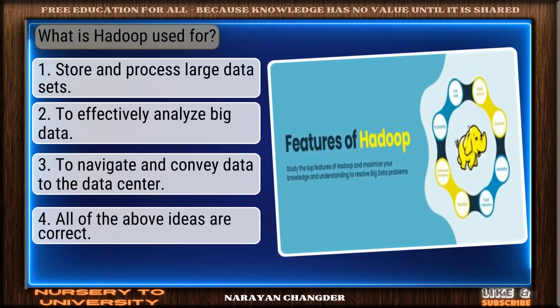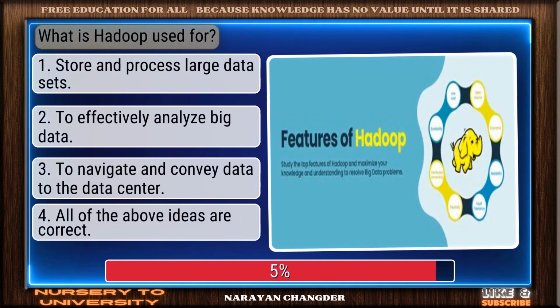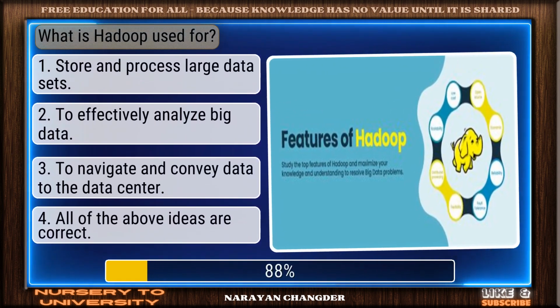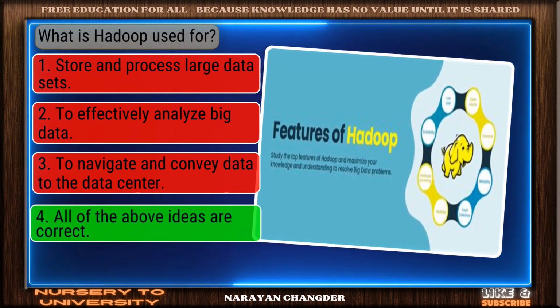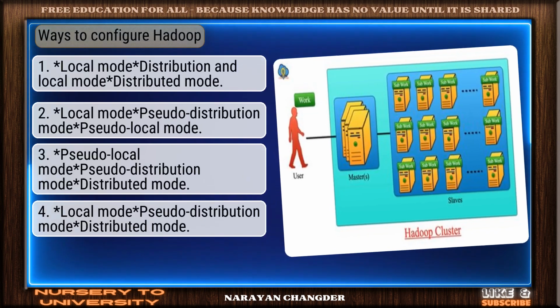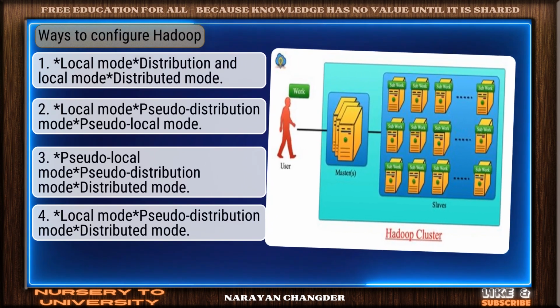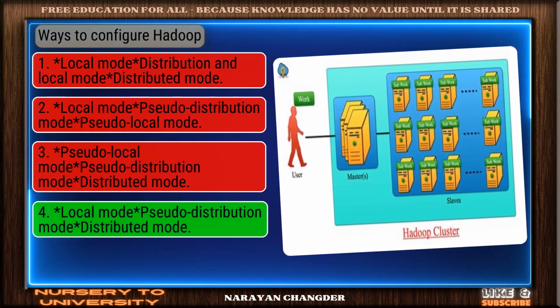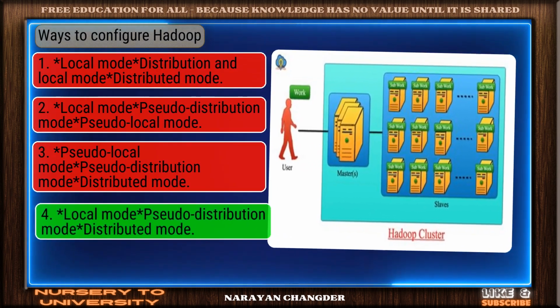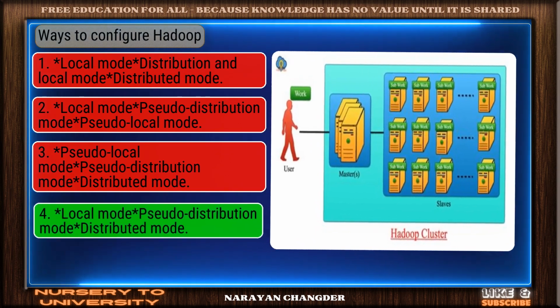Question number 73. What is Hadoop used for? Well picked. All of the above ideas are correct is the correct answer. Question number 74. Ways to configure Hadoop. Right again. A local mode, pseudo-distributed mode, distributed mode is a valid answer.